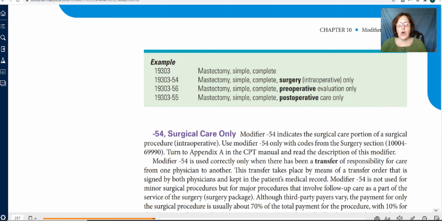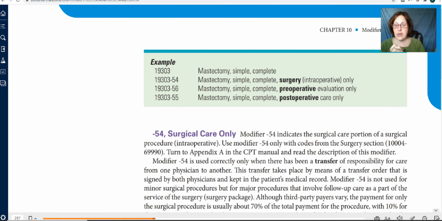Right, in this video we're going to talk about modifiers 54, 55, and 56. When a surgical procedure is performed, normally you have what's considered to be a global procedure. And that means that the doctor is being paid for doing the surgery, plus the post-op follow-up, and if there was any pre-op evaluation, it is all bundled into one payment for the procedure.